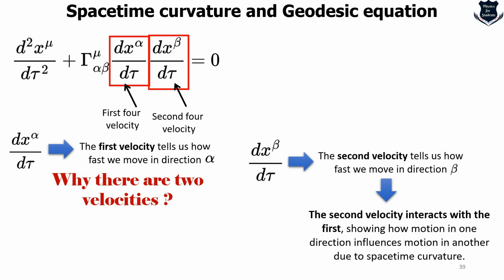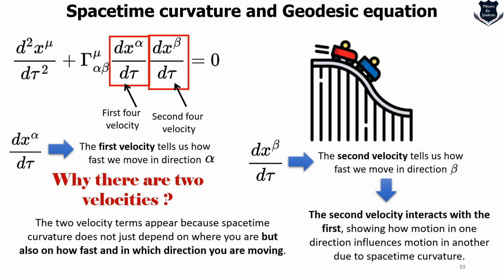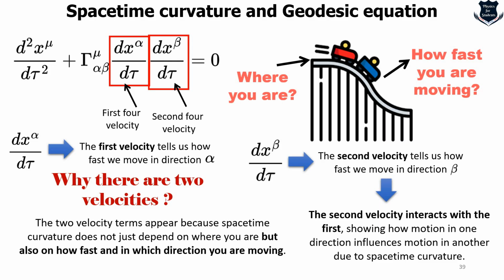Now I will try to address the question of why there are two velocities. The reason is that the two velocity terms appear here because the curvature does not just depend on where you are but also on how fast and in which direction you are moving. That means the Christoffel symbol actually modifies acceleration based on both the coordinates, and that is why you see alpha and beta. So if the road is just straight, you move straight. If it is curved, your motion in one direction influences another. Think of this roller coaster. For example, here if you're moving, there's an acceleration. It depends where you are on the track and how fast you're moving in different directions, the velocity components.